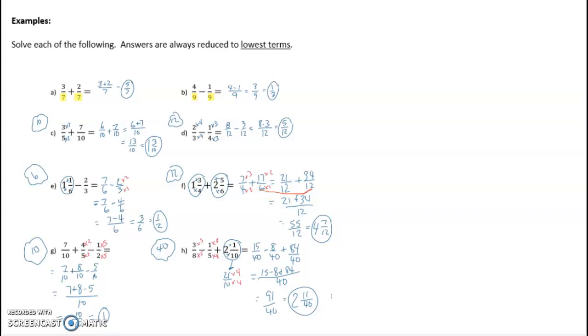So 6 times 2 is 12. And 17 times 2 is 34. So now we can rewrite this over top of 12. And on the top is 21 plus 34. When you add those up, you end up with 55 over 12.